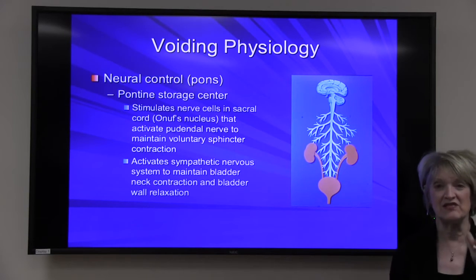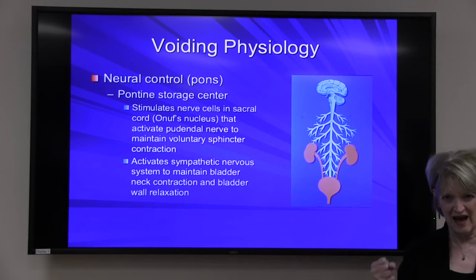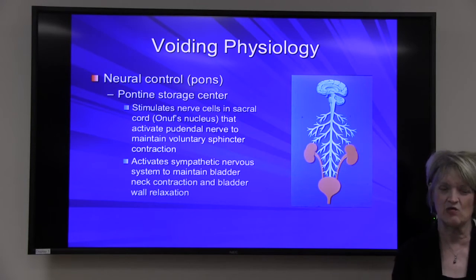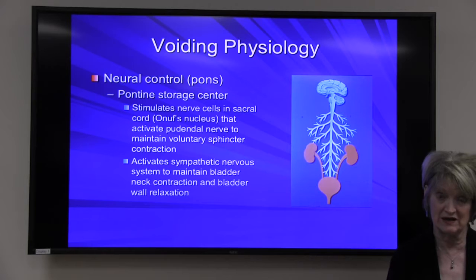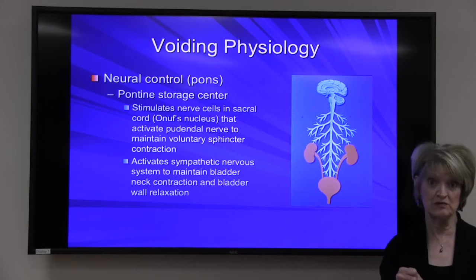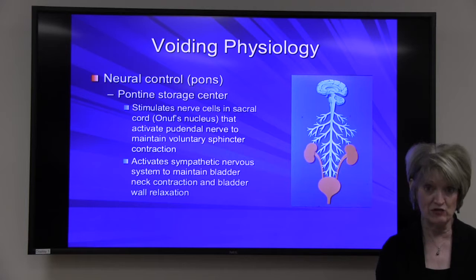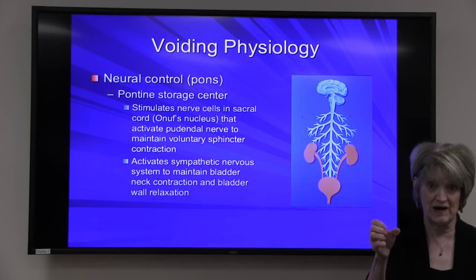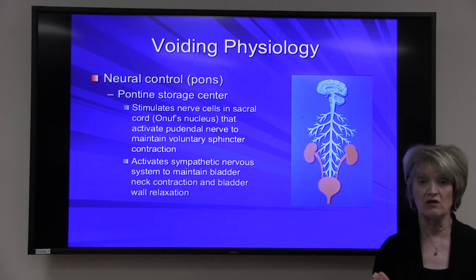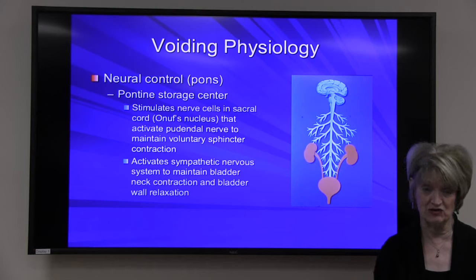Now, it can be confusing to think that sympathetic stimulation tightens the bladder neck and relaxes the bladder wall, but it has to do with the type of nerve receptors located in the bladder neck versus those located in the bladder wall. So in the bladder neck, you have alpha adrenergic receptors, and they respond to sympathetic stimulation by contracting, which closes the bladder neck. In the bladder wall, you have beta adrenergic receptors, and they respond to sympathetic stimulation by relaxation.